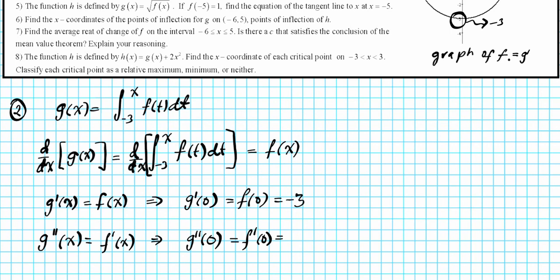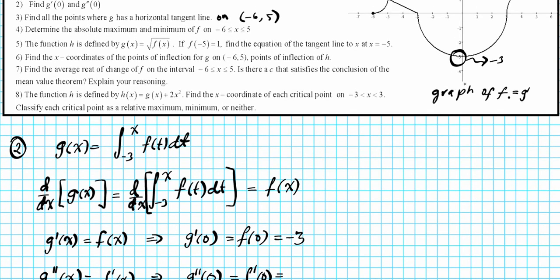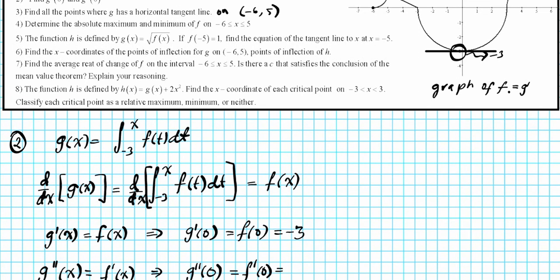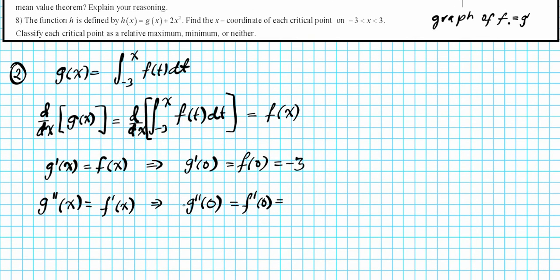Okay? F prime of 0 just means that we are computing the slope of a tangent line at x equals 0. So what's the slope of a tangent line here? What kind of tangent line do we have at x equals 0? We have a horizontal tangent line. Okay? So what is the slope of a horizontal line? The slope of a horizontal line is 0. So f prime, slope of this line is 0. So f prime, which is the same thing as g double prime, is equal to 0. Okay? So those are the two answers for question number 2.